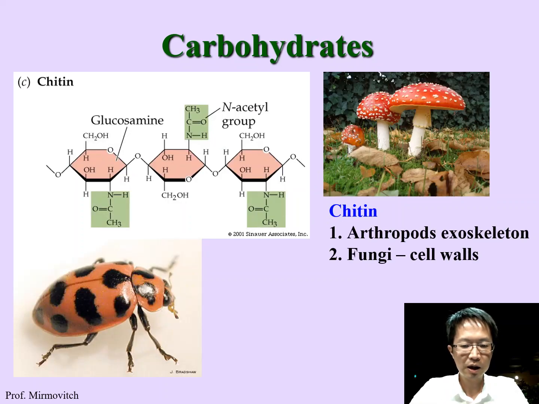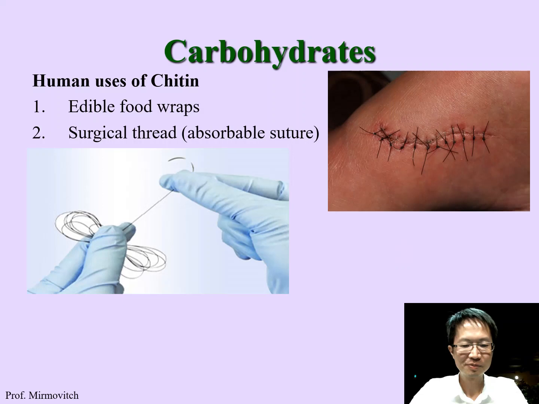And then we will talk about another type of polymer or carbohydrate or polysaccharide. We call it chitin. Chitin, they make up the exoskeleton of arthropods or insects, whatever you want to call it. And then it also forms the cell wall of fungi, the mushroom. So that's all you need to know. I don't require you to know too much about chitin. And what do we use for chitin? Well, we use chitin to make edible food wraps or surgical thread, especially the absorbable sutures.